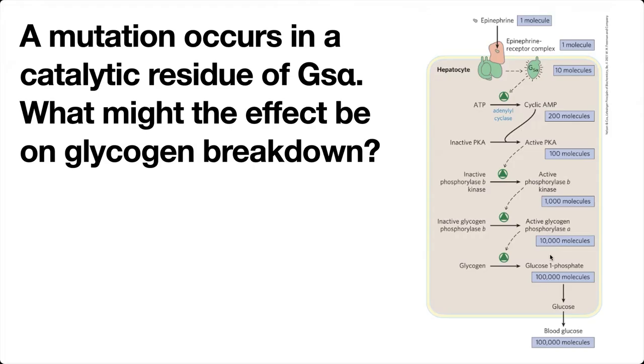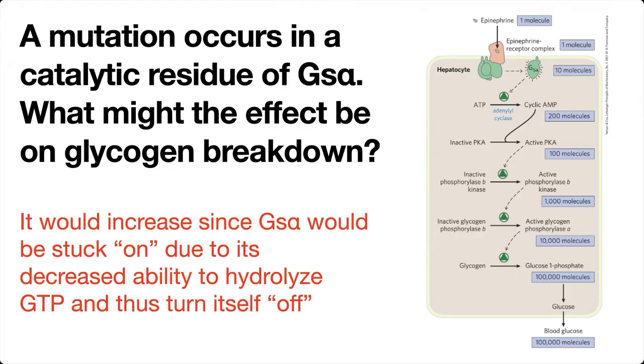And so what if we look at the downstream processes? We want to see what's happening to glycogen breakdown. We can see that this pathway is stimulating the glycogen breakdown. And so if our pathway is stuck on, we're going to have more glycogen breakdown, so we're going to have an increase in our glycogen breakdown. We're going to increase our blood glucose.